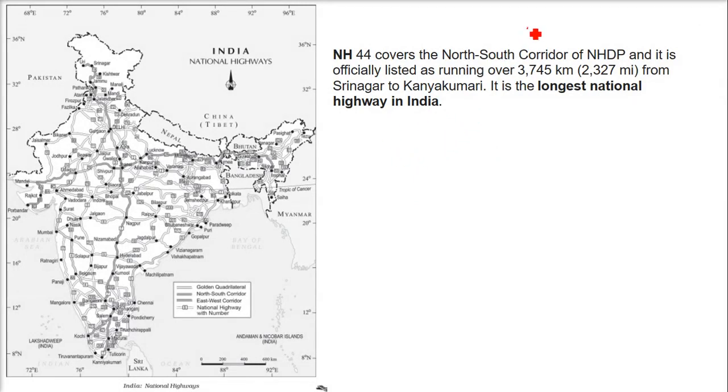As I was telling you, NH7 in this book is given as the longest one, but we have NH44. It covers the north-south corridor of NHDP, and it is officially listed as running over 3,745 kilometers. This I have taken from the internet, that is Wikipedia, from Srinagar to Kanyakumari. Now NH7 and other highways, six to eight of them, have been combined into this NH44. So now this is the longest national highway of India.